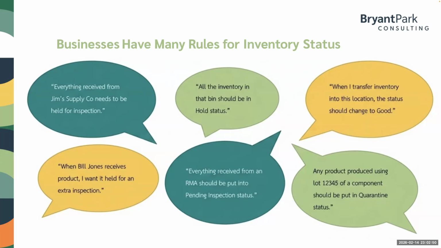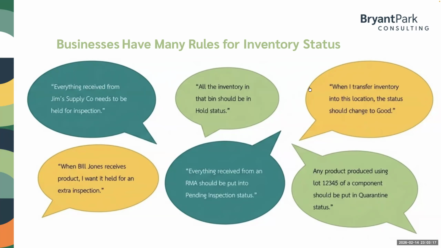So Bryant Park's inventory status rules tool is meant to automate the assignment of inventory rules based on whatever policy you have. And as you'll see in a moment, the rules are built on saved searches. So effectively, if you can build a search to address specific conditions under which a status should be applied, you can build an inventory status rule accordingly.